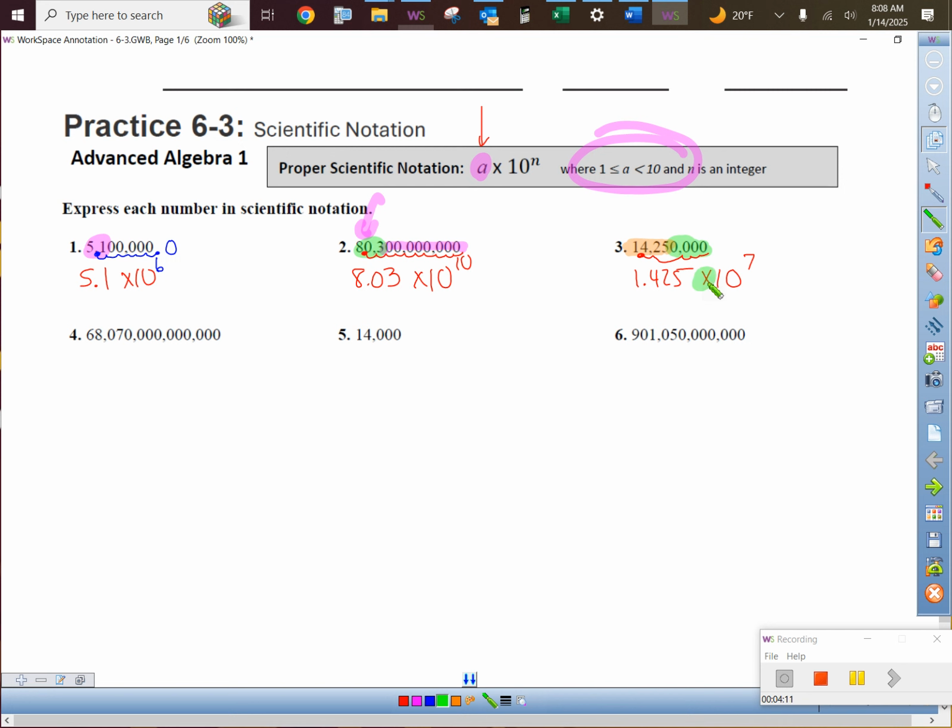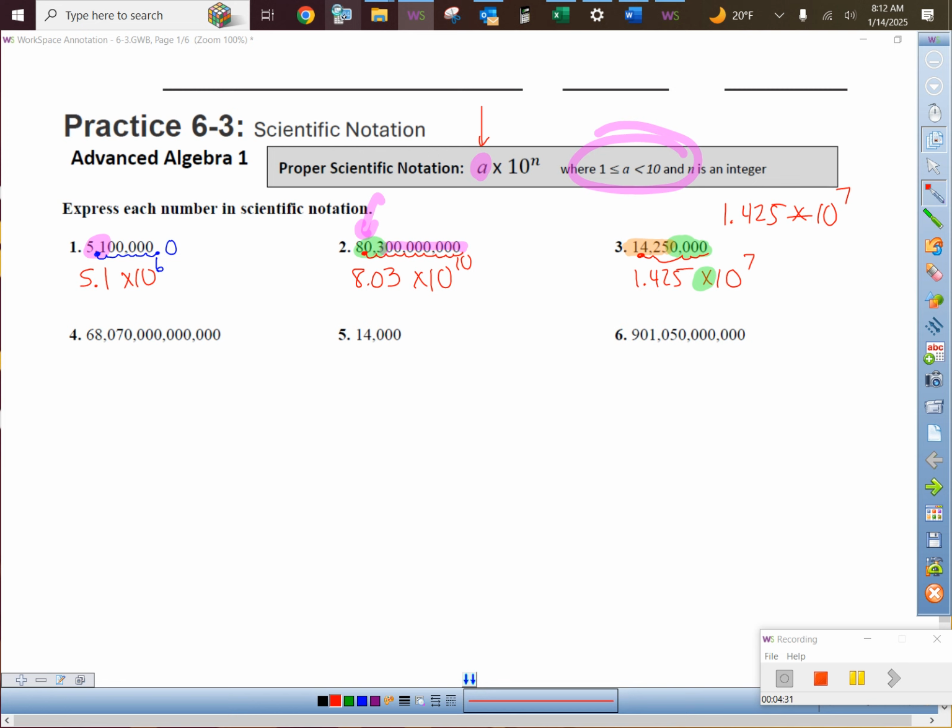The computer doesn't like that. It looks at it as the variable x. Are you with me on that? So it'll even tell you on there, you'll have to type it like this, 1.425, and then use the asterisk, instead of that, times 10 to the 7th.